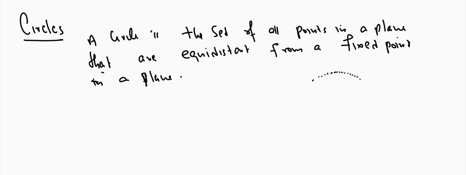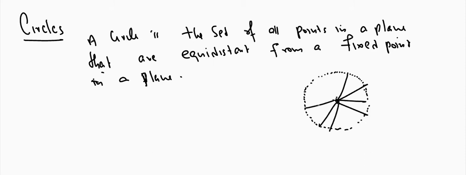This is a set of all points, like a locus formed by some set of points, or the path traced by some set of points which are equidistant from a fixed point. That fixed point is known as the center. They are at equal distance from a fixed point. That equidistance is known as the radius. This distance is known as the radius, and this fixed point is known as the center.